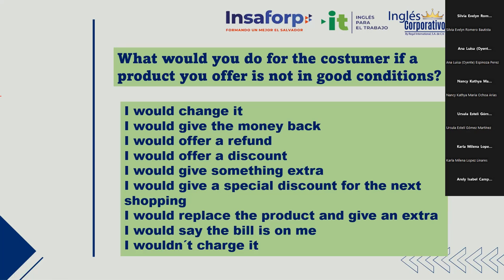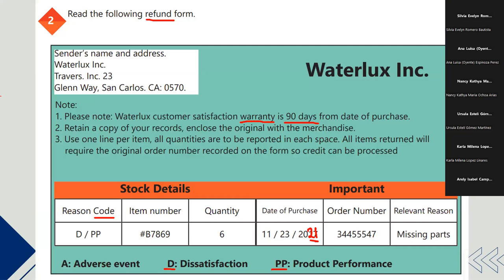Now look at this. Here we have a product, right? This is a refund form. So it's not that easy, right? I give you the money back. So there is a process. There are some things that we have to complete when a refund is done. Well, it depends on the company, of course, right? But here you have a refund form.